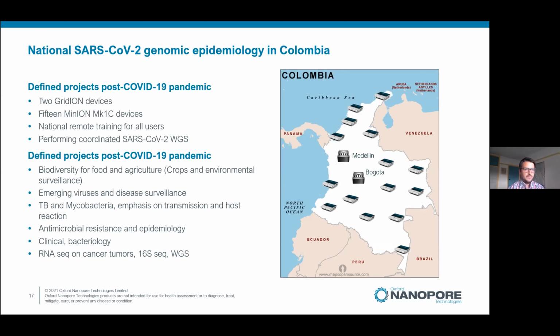So they've thought about, well, actually, we don't necessarily just need to sequence the virus with these. We can also look at biodiversity. We can look at emerging viruses and disease surveillance, which would be at the forefront in most people's minds. TB and mycobacteria, clinical biology, and then there's RNA-seq for cancer tumors, and AMR and epidemiology, and all the things that are completely possible with any one of the Nanopore devices.